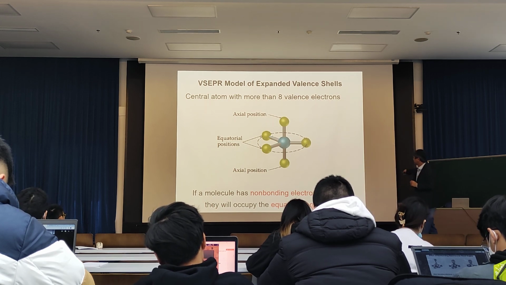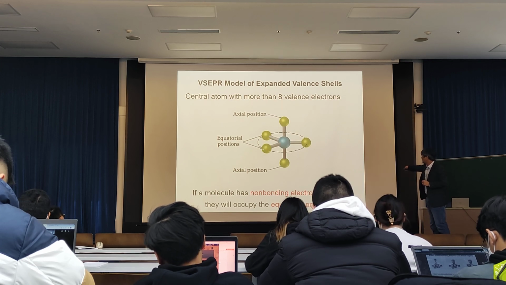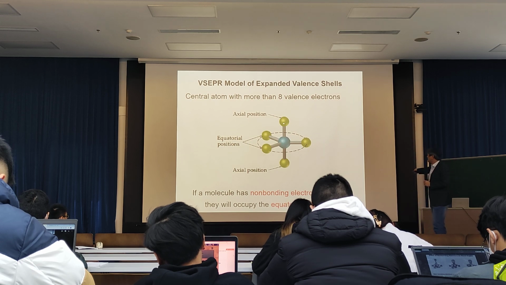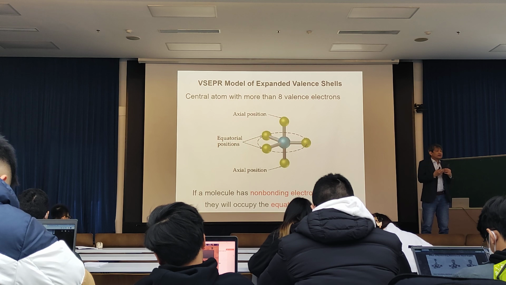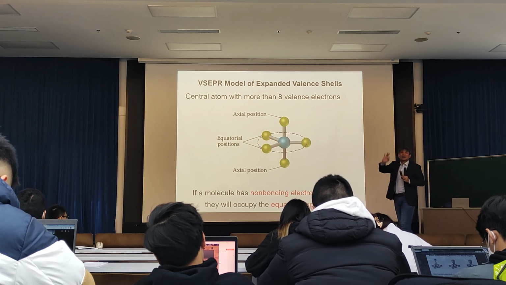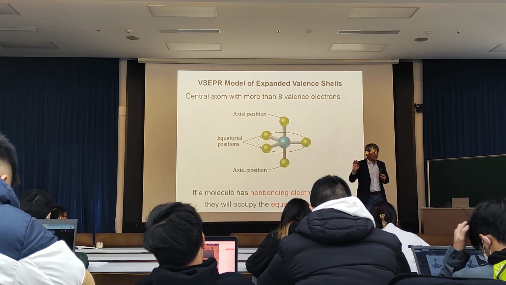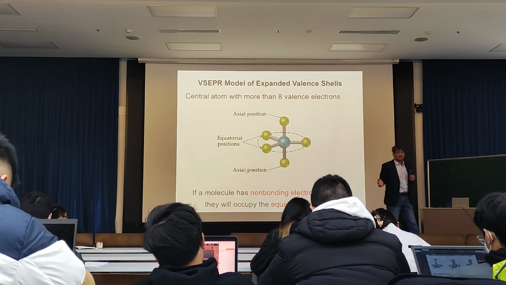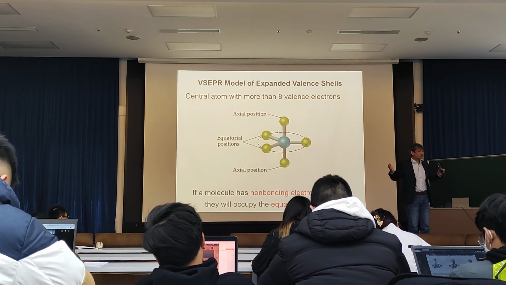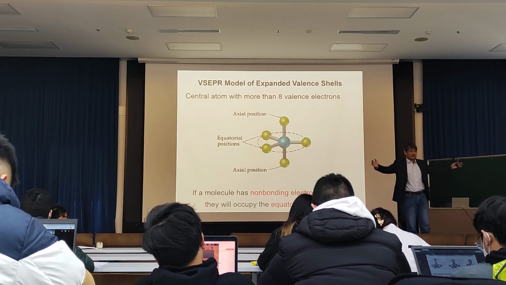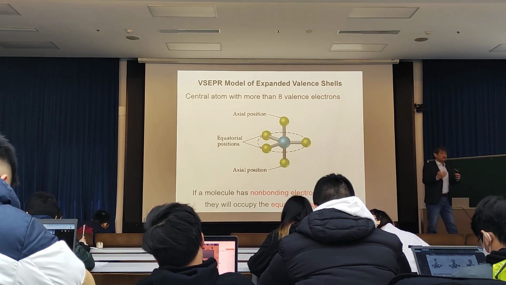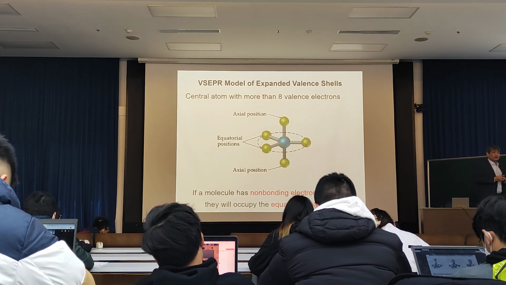Okay? So for example, in this case, you have this angle in the equatorial, which will be 120. So it's far compared with if you have it here, where the angle will be only 90. So the key concept is the stabilization of the system by minimizing the interaction. The electron domains get further apart, so they prefer to occupy the equatorial position, not the axial position.